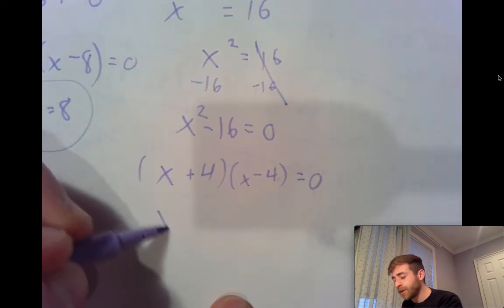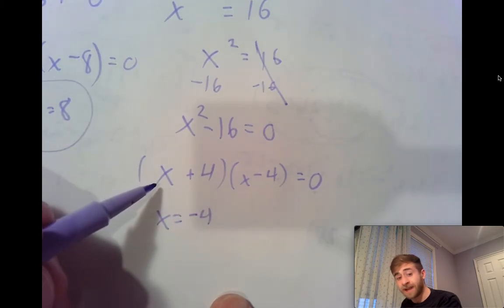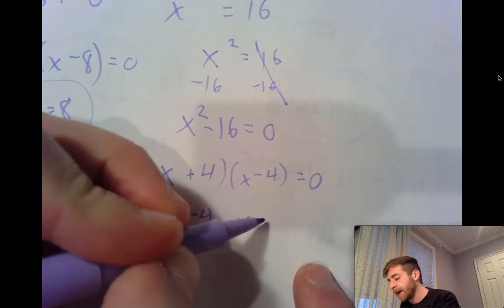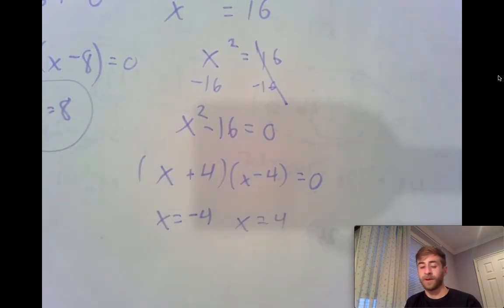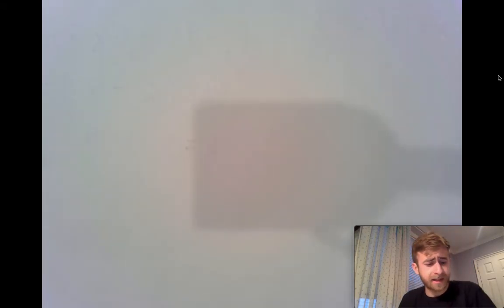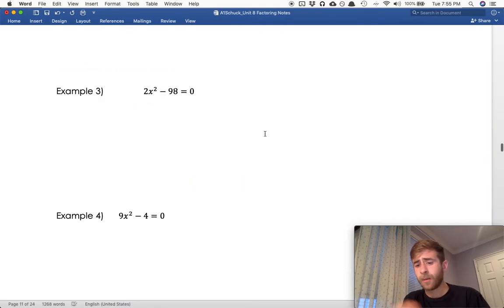My solutions are going to be x equals negative 4 for this first one, because if I make x negative 4, plus 4 equals 0, makes the whole thing 0. Or x equals positive 4 for the same reasons. I'm going to a new page, and let's copy down these last two, and we're good to go.